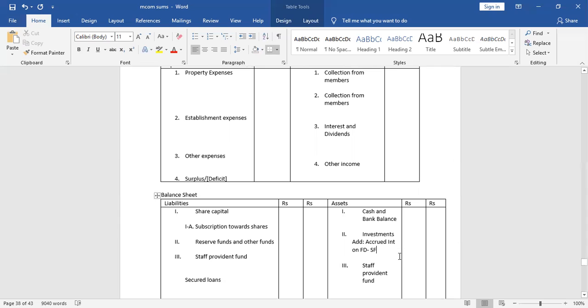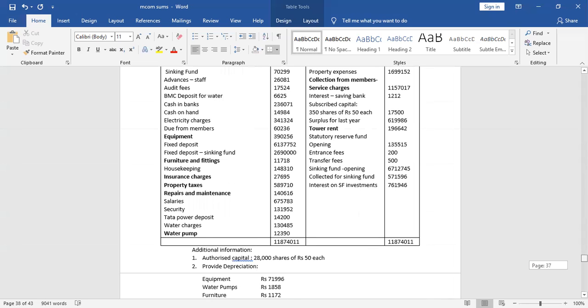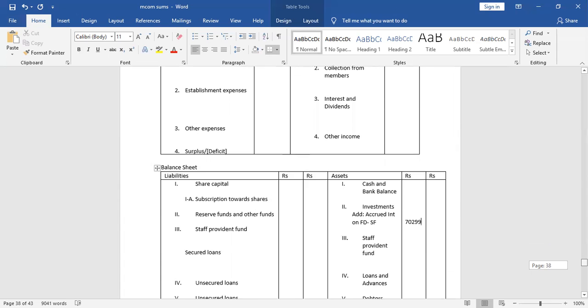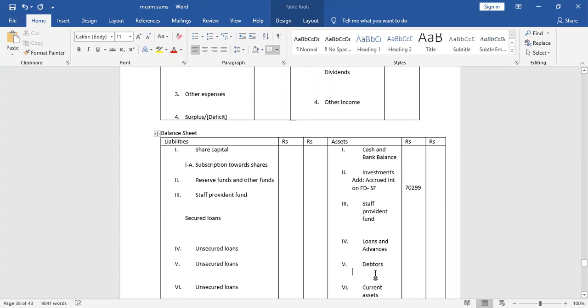What is the amount I said? 7299. Then we have staff advances 26081, that will come under debtor. Staff advances will show under debtor. The amount I said is 26081. Then we have audit fees.